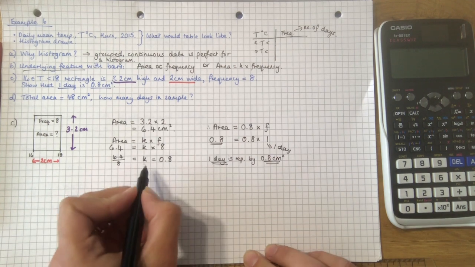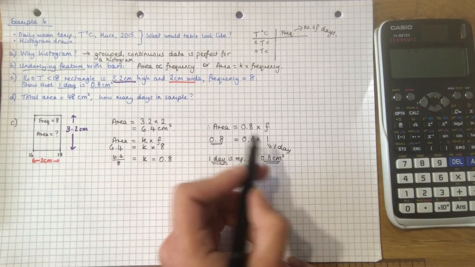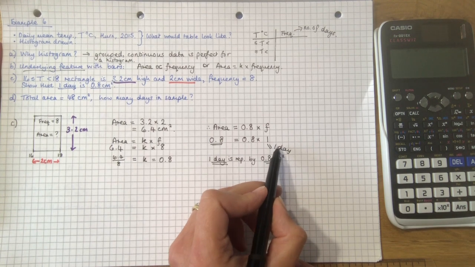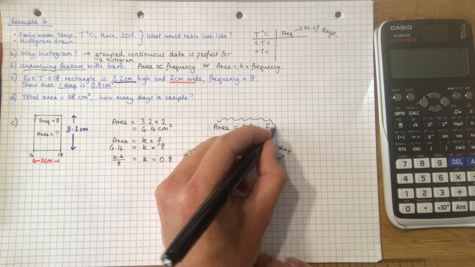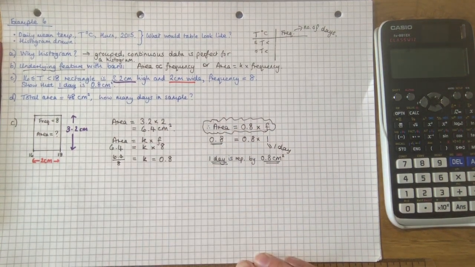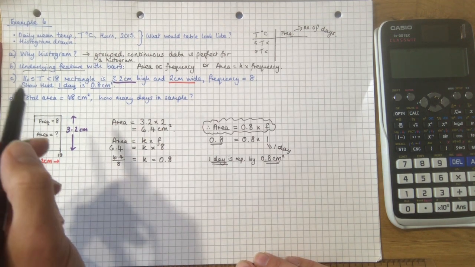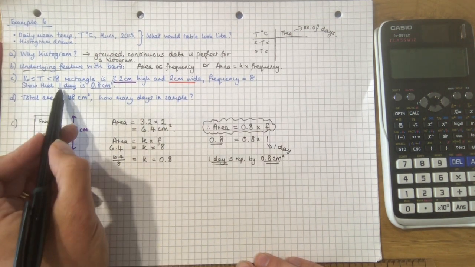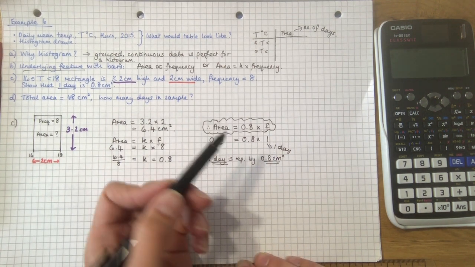So all we've done is we've worked out the scale factor for this histogram, and we've said, well, therefore one day, plug it into the formula. This here was our proportionality statement for this histogram. Plug in one day and we get the area for that one day. If we were asked to show what area 2 days was represented by, we would just make F 2. Or 10 days, we would make F 10.